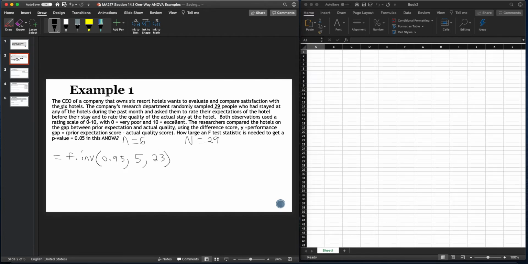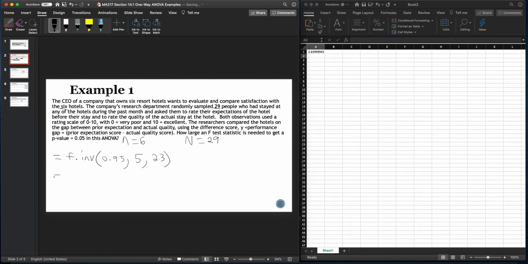If I enter that into Excel here on the right, this will be equals F.INV of a probability of 0.95 for the area to the left, comma 5 for the first degree of freedom, comma 23 for the second degree of freedom. Hitting enter on that gives us an F-test statistic of 2.64 that rounds to. But again, this is for the area to the left.